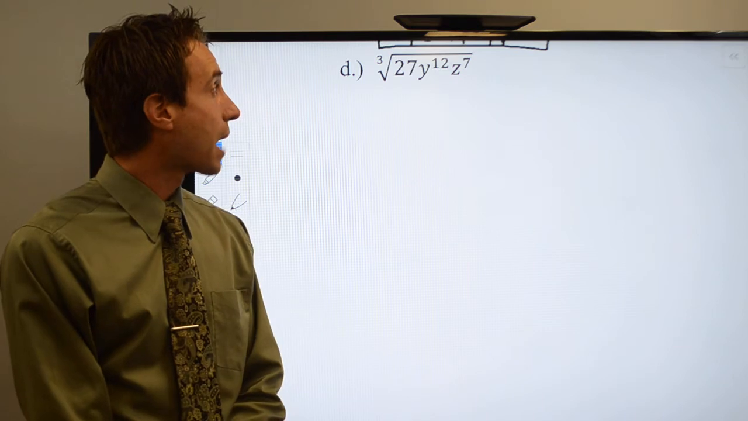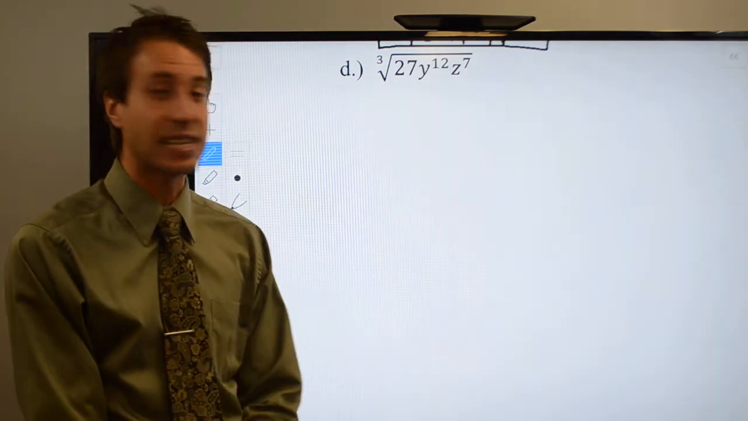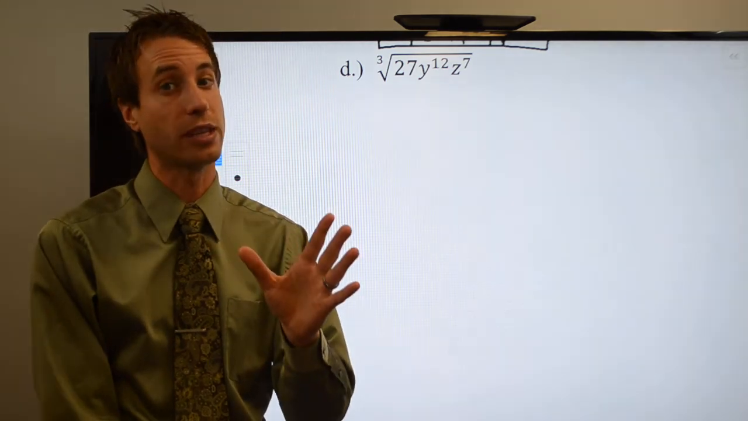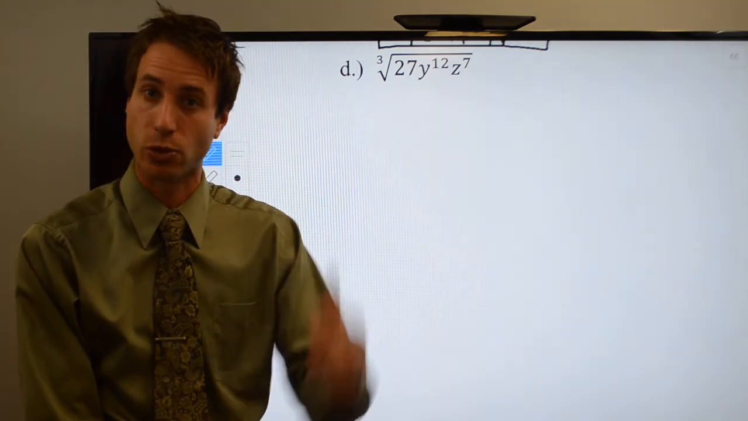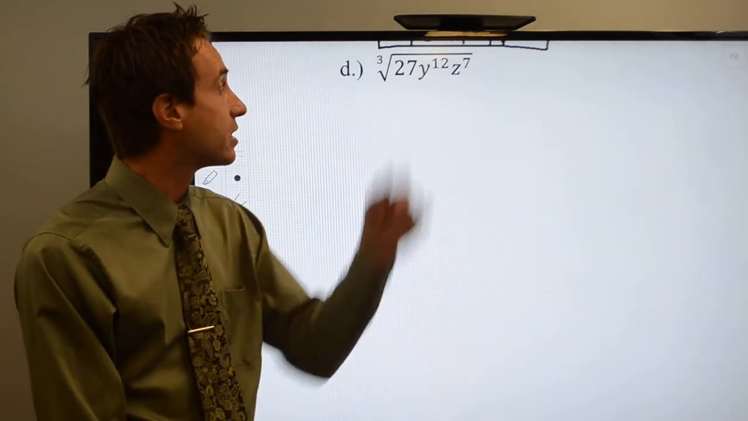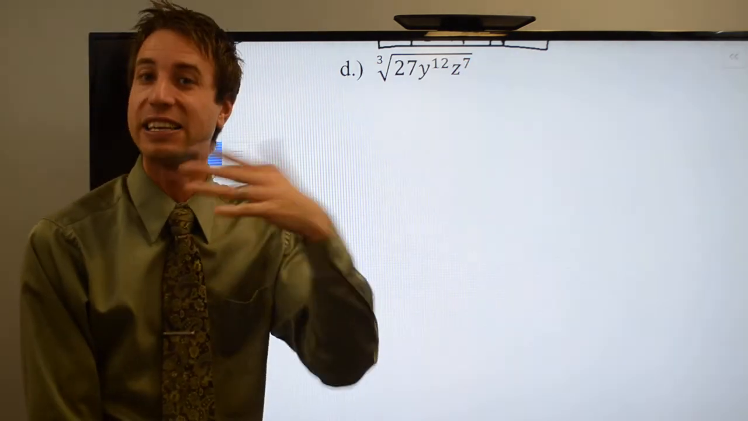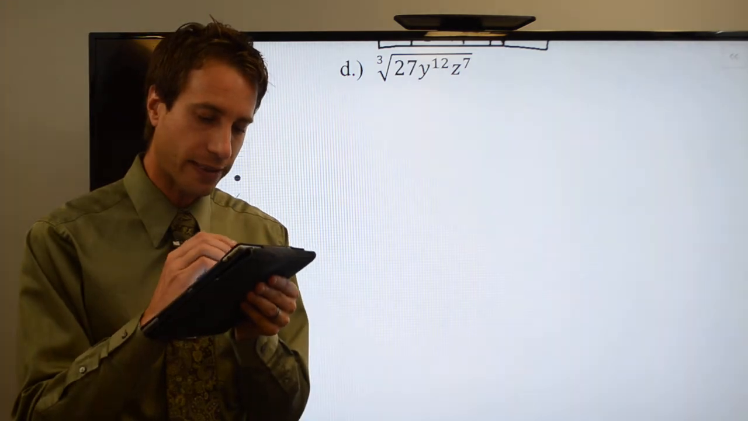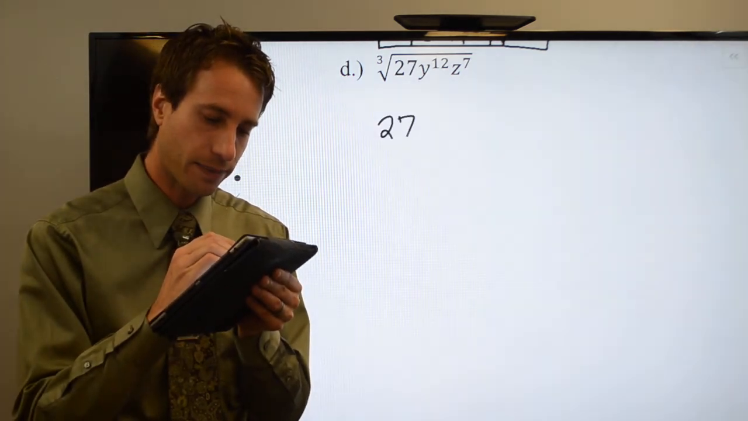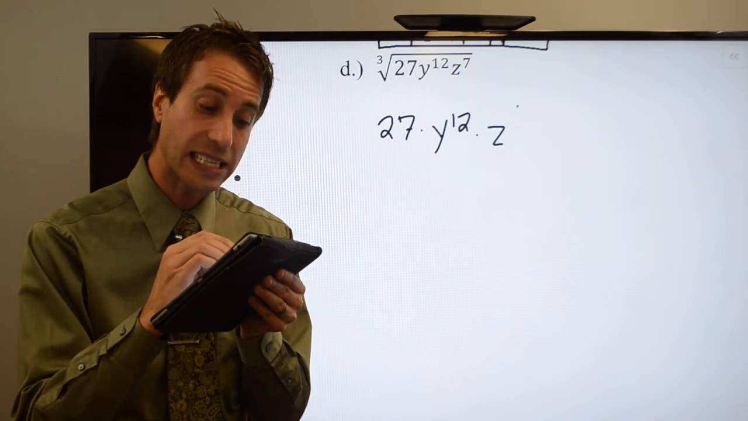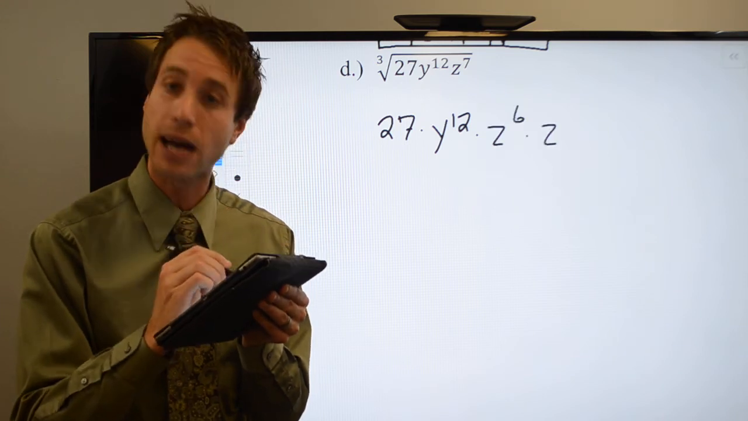All right, here's what I've got. I'm going to be taking a cubed root of 27. Actually, turns out 27 is a perfect cube. This should be one that you know. You know that 3 cubed is 27, so that's easy. 12 is divisible by 3, but 7 is not. So let's go ahead and rewrite this guy. 27 times y to the 12th times z to the 6th times z.